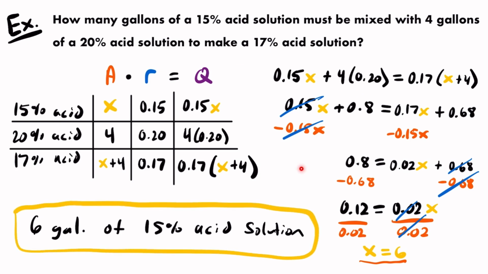Okay, and so this is the process that I recommend that you use for solving percent mixture problems. Be sure to make yourself a chart filling in the values for A, R, and Q, and then using the values of Q to create an equation that you can then use to solve the problem. Okay, and so let's practice doing this one more time with the last example for this video.